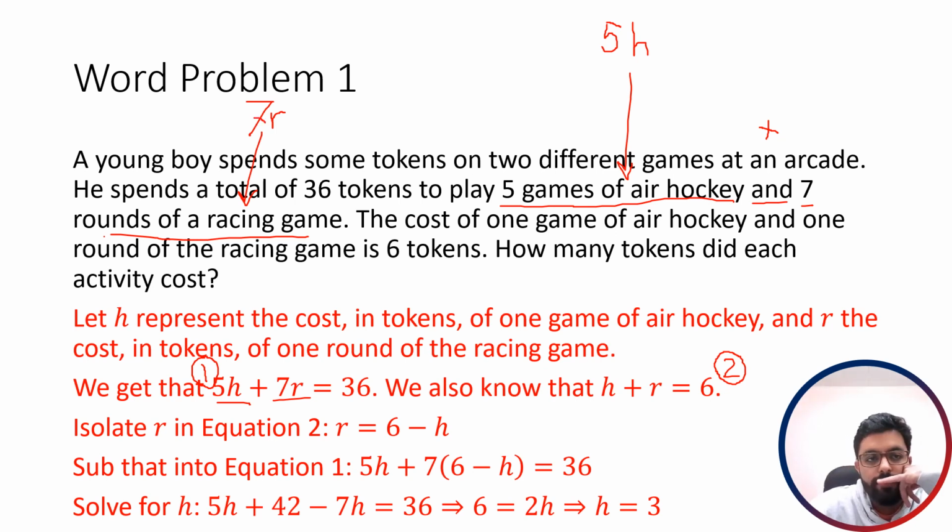So it's 7 rounds of the racing game, so that's 7R, and plus 5 games of air hockey, 5H. So that's where we get this 5H plus 7R equals 36. Where's the 36 coming from? That's coming from this right here that says it costs 36 tokens to do all that other stuff, right? To do these 5 games of air hockey and 7 rounds of the racing game. All of that was 36 tokens.